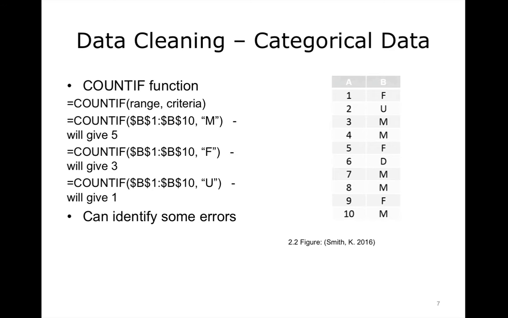Now, we have a problem. 5 plus 3 plus 1 only adds to 9, and we have 10 records. Obviously, in this example, we can see that there is an entry with a D in it, which may have been a data entry error. But if we were working with thousands or millions of records, we would not be able to scroll through a list and look for the incorrect records. We need additional tools. So let's look at another Excel tool called Filter.